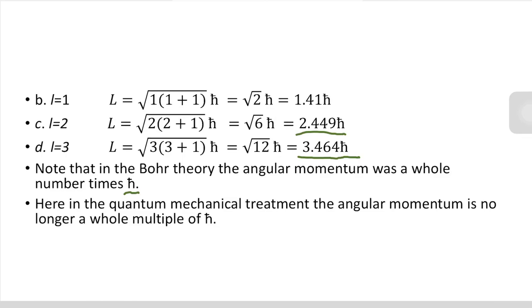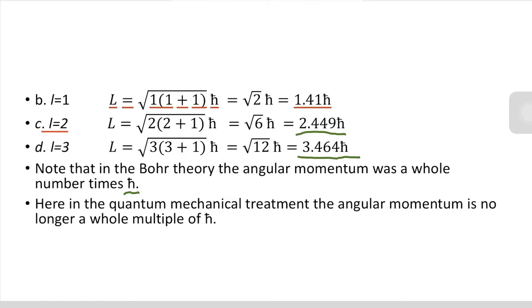In the second case, when we have L equal to 1, orbital quantum number equal to 1, by substituting this value in this equation of the angular momentum, we get L equal to the square root of L multiplied by L plus 1, times h bar, and its value is equal to 1.41 h bar. In the third case, L equal to 2, the angular momentum is equal to 2.449 h bar.